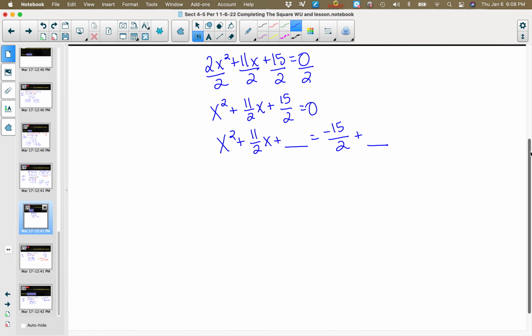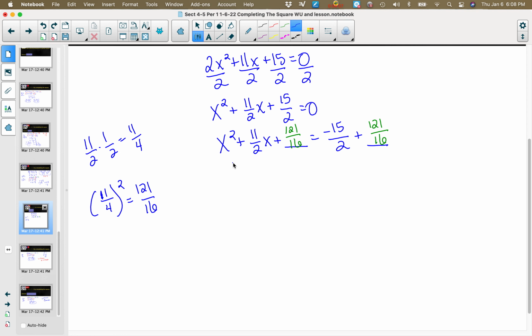I don't know how my scroll bar got to the other side. Then the next thing we're going to do is take half of the middle term. If you take half of 11 halves, you get 11 fourths. So remember that that's an 11. We square that, so we get 121 over 16. And I know you might look at that and want to write a decimal, but no, you're going to leave it like that.